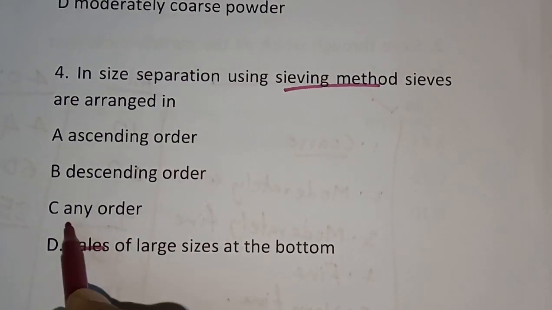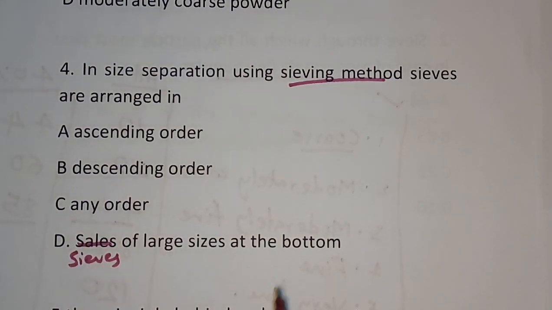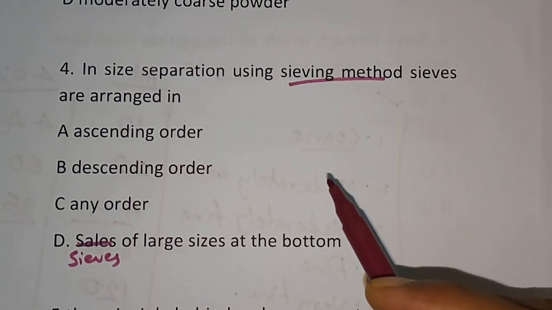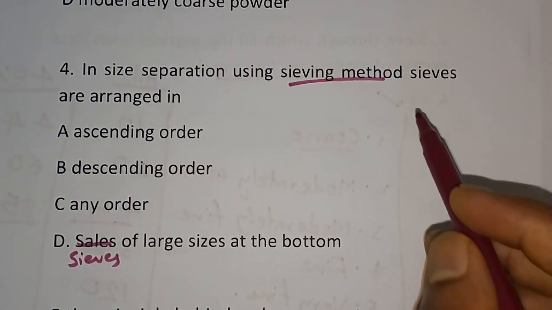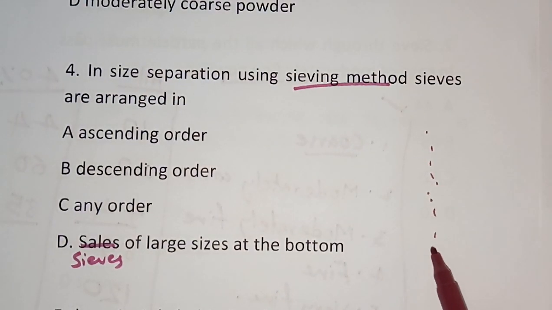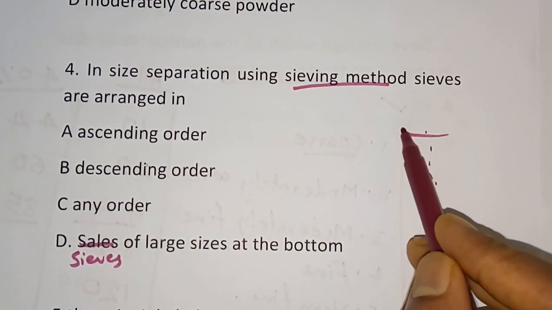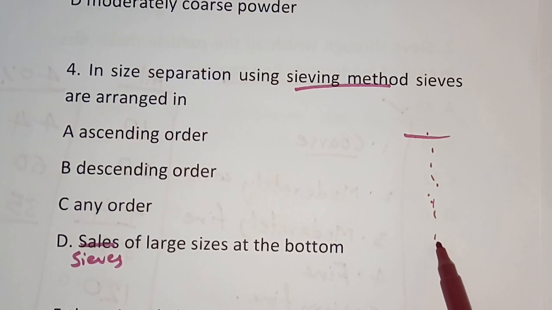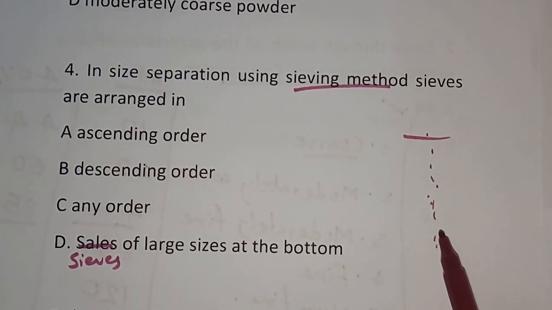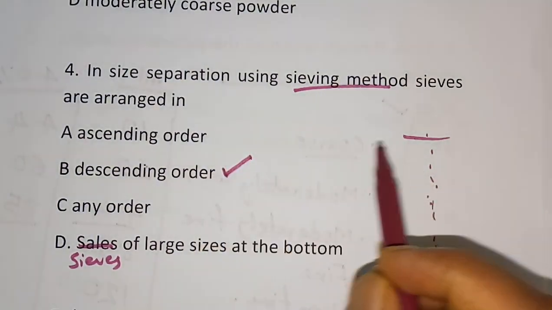This is not sails, this is sieves. So ascending order means sieves of smaller size will be at the top, and when you come to the bottom, sieves of larger size will come. But in descending order, the larger size of the sieve will be here, and the smaller size will come at the very bottom, like that. So the correct answer is descending order. In the sieving method, sieves are arranged in descending order.